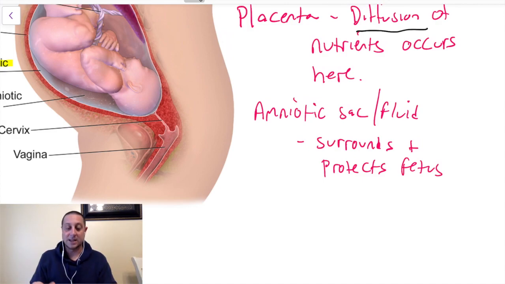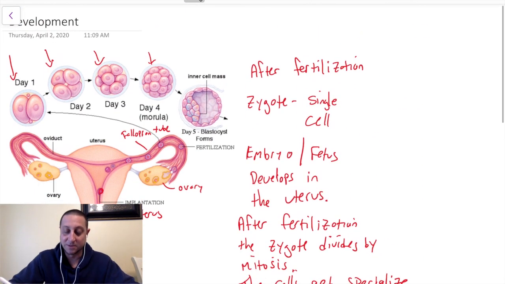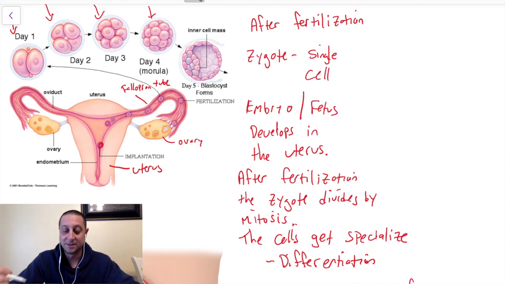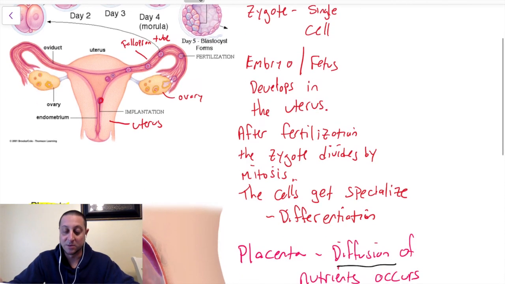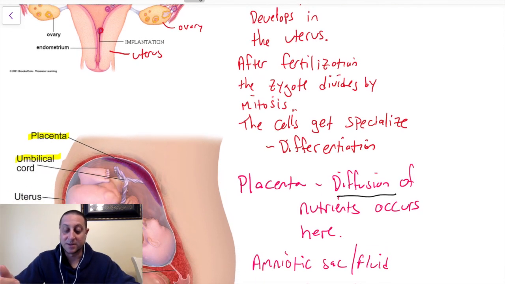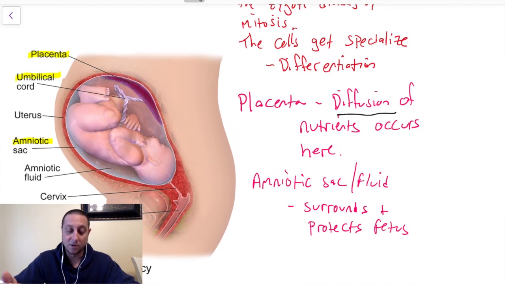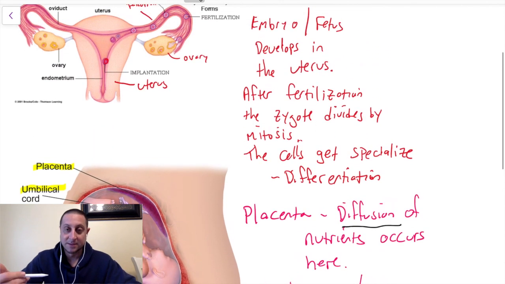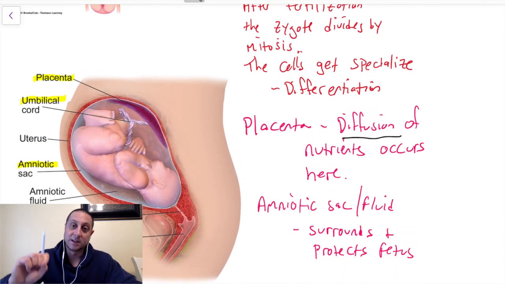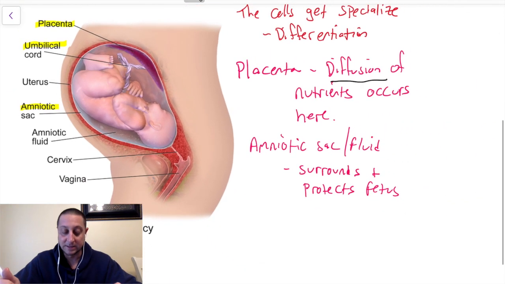All right, so this was a little shorter video about development. We have what happens after fertilization. We have a zygote, develops into an embryo and then a fetus. This happens in the uterus. The process to which those cells become specialized is differentiation. And the fetus is growing in the uterus, which is attached to an umbilical cord, which is attached to the placenta. And all along the while, you have the amniotic fluid surrounding that fetus.